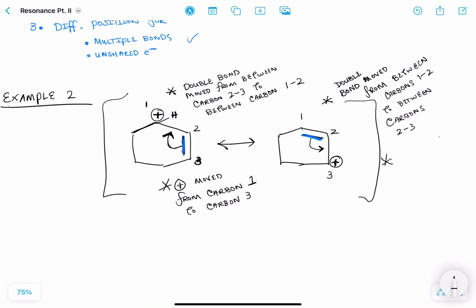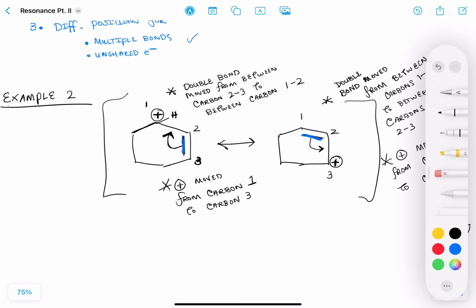to moving around. And so if I were to just move the positive charge over, or excuse me, the double bond over and keep the positive charge where it was, that would be incorrect. So I have to move positive charge. So the positive charge moved from carbon 3 to carbon 1. Right? So a pair of things happened, and that was the pair.